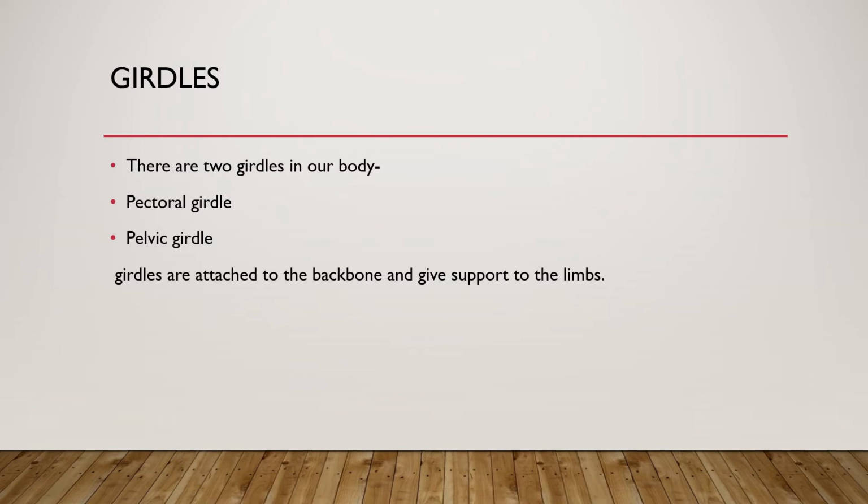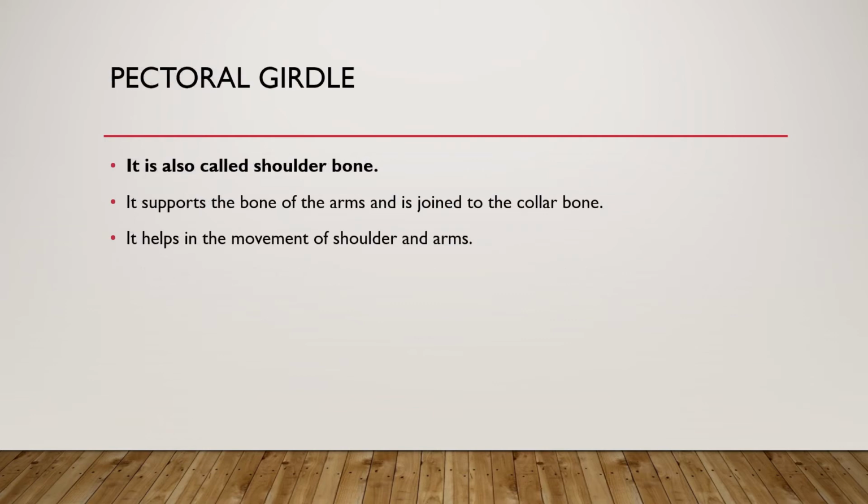There are two types of girdles, pectoral and pelvic girdle. We'll start with pectoral girdle. Pectoral girdle is also known as the shoulder bone. Now, what does the shoulder bone do? It will support the bones of the arms and it is joined to the collarbone. And it will help in movement. We are able to move our shoulder and arms because the pectoral girdle provides support.